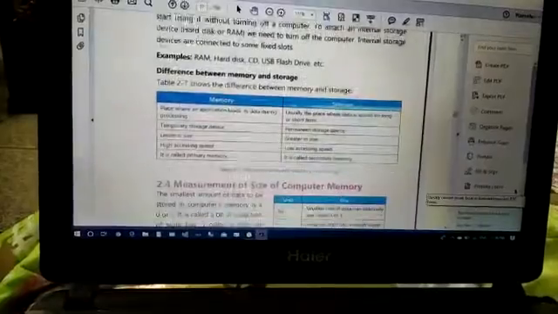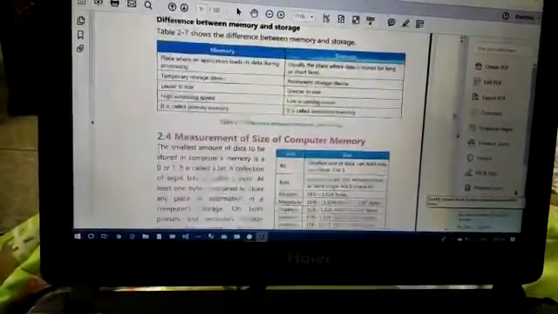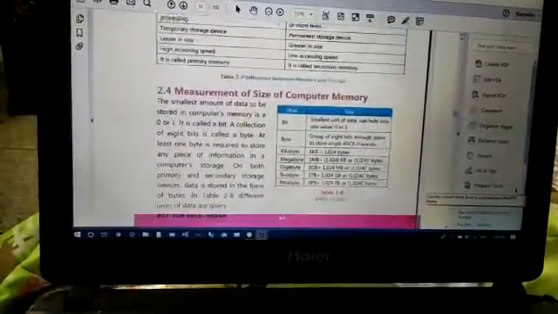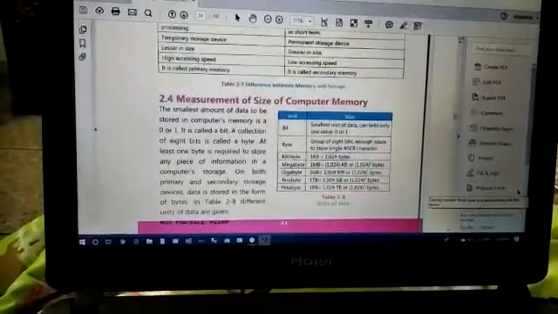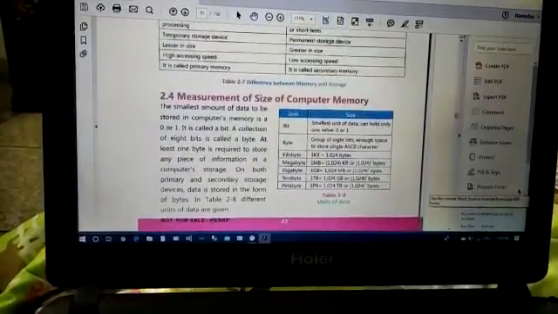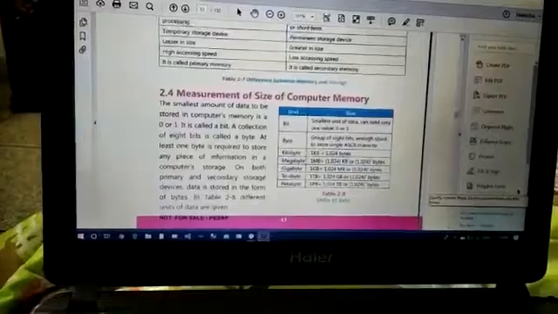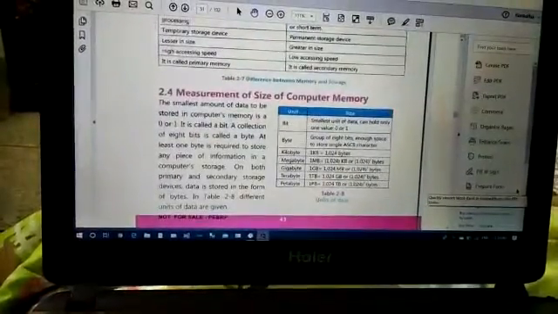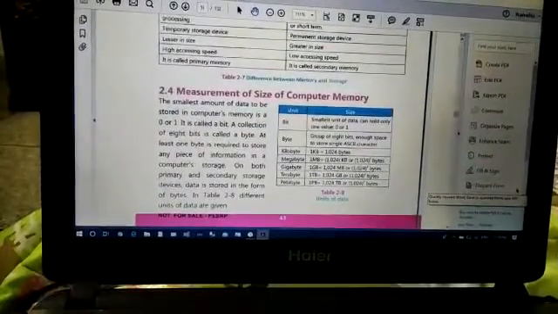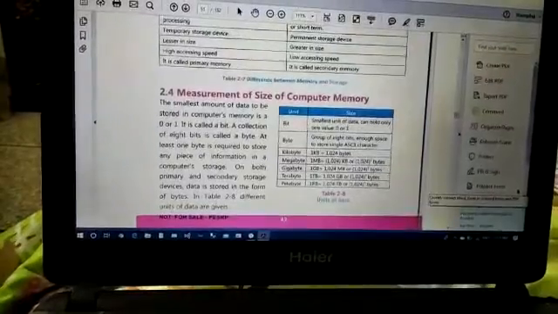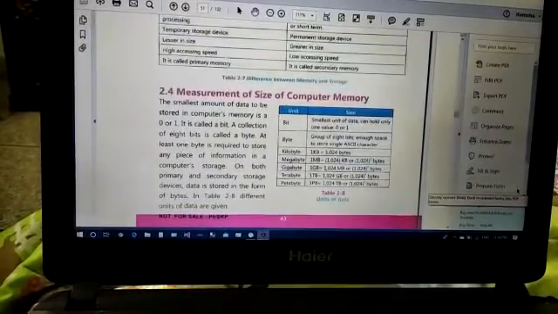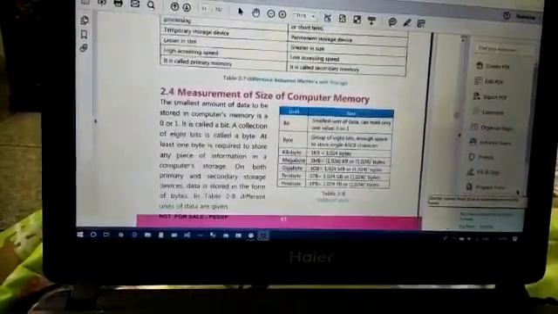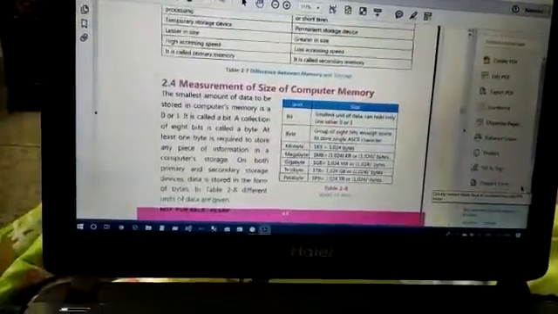Moving towards the next topic, 2.4, measurement of size of computer memory. The smallest amount of data to be stored in computer's memory is 0 or 1. It is called a bit. So everyone knows that computer stores the data in the form of 0 or 1. So 0 itself and 1 itself is called a bit. This is the smallest amount of data in computer's memory.